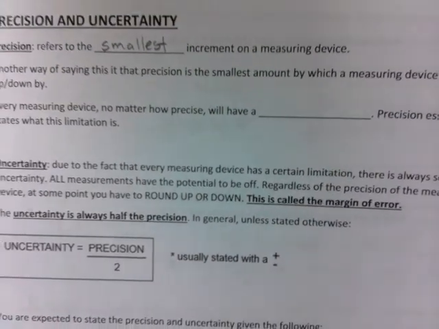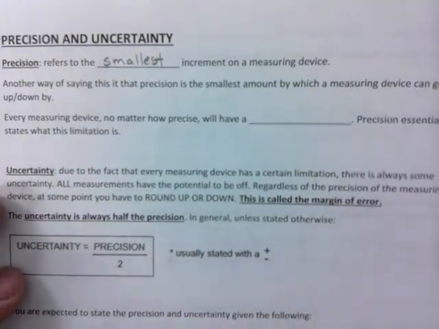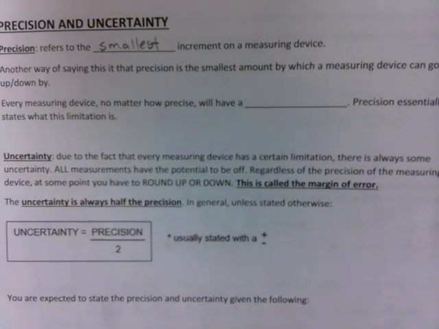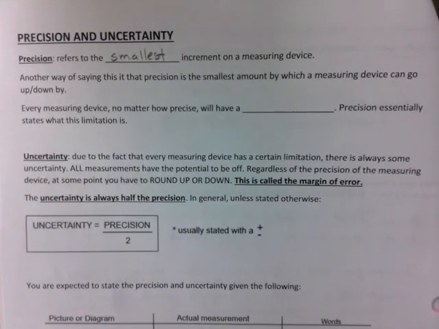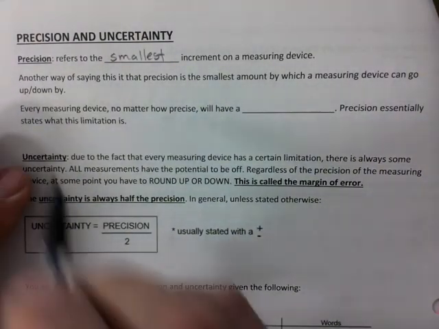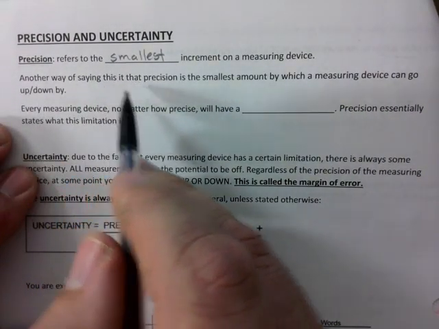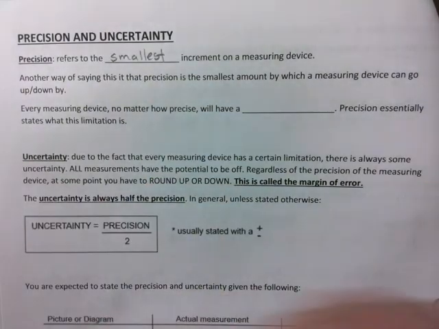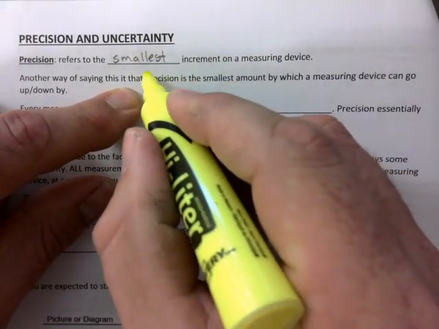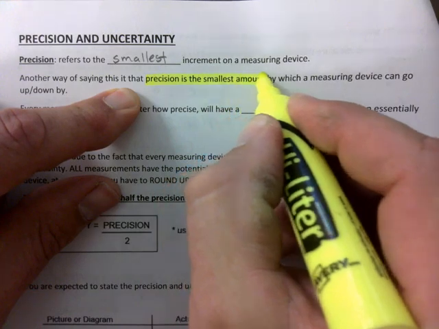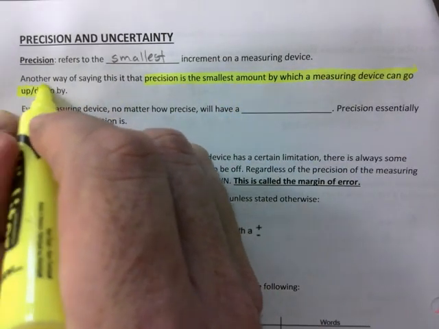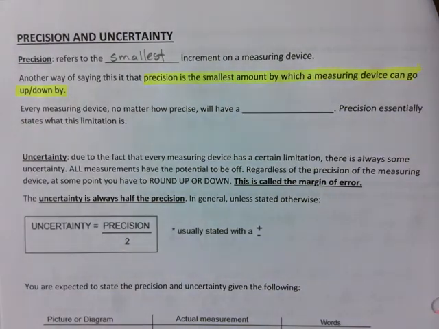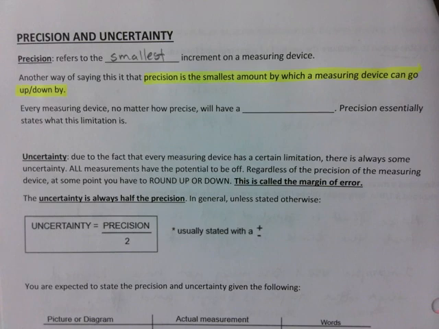I have to make sure I don't break it because the science folks would not be happy with me. I borrowed it. Okay, so let's keep going. And tomorrow I'm going to bring a whole bunch of gadgets to make the point even clearer. Another way of saying this is that precision is the smallest amount by which a measuring device can go up or down by. Think about it that way. It's the smallest amount a measuring device can go up or down by.